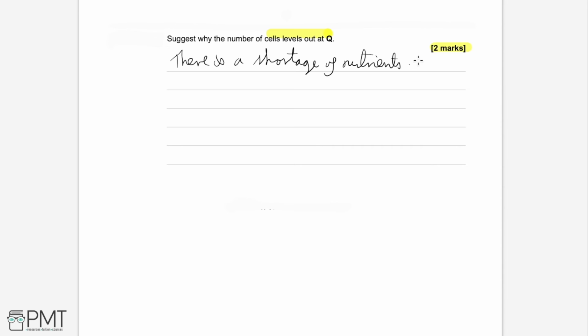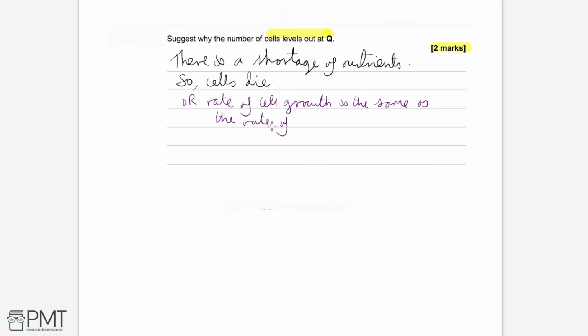So, if the nutrients has run out, this means cells can no longer divide and cannot go through the cell cycle. Therefore, the cells die. Now, this is one way of getting the second mark. Alternatively, we can say that because of the lack of nutrients, the rate of cell growth equals the rate of cell death, because this would also result in no change in the number of cells.